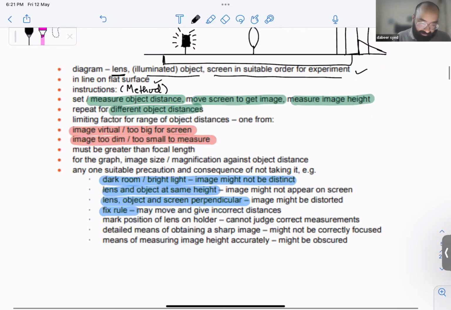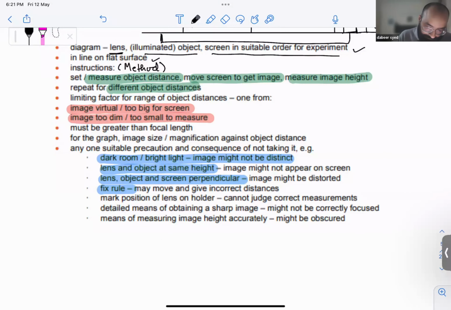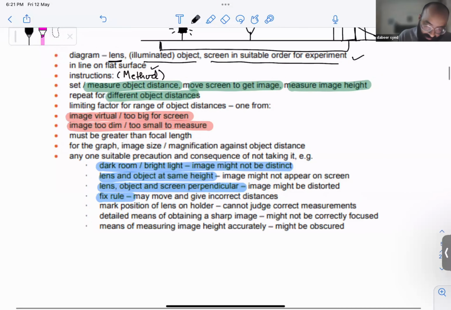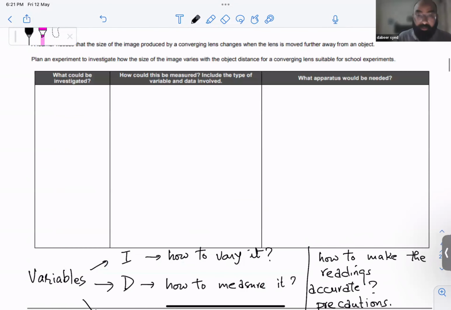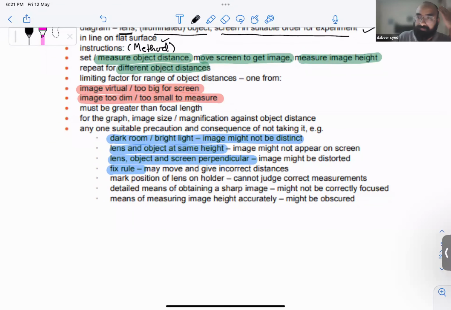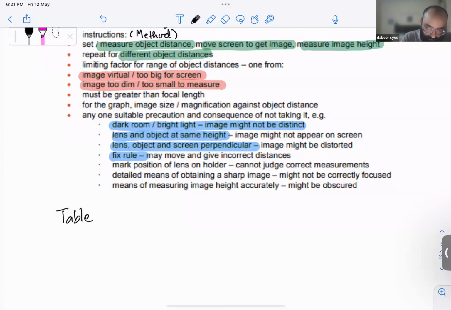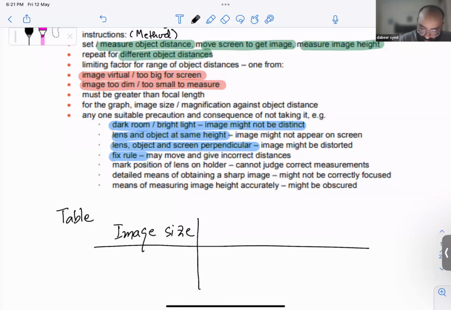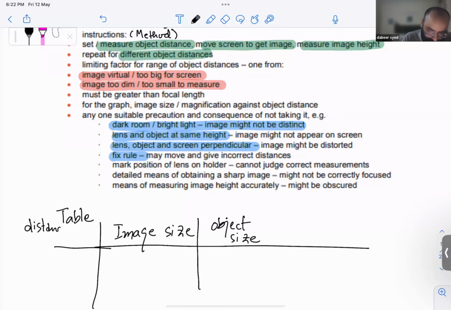Okay? Last but not the least, now in this question, if you were to draw a graph, you could either make a table. The table that I'm going to make here is going to be image size, followed by object size. You could also say distance from object, and the last column could be for magnification.